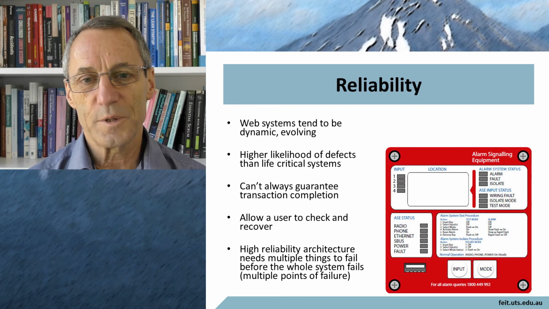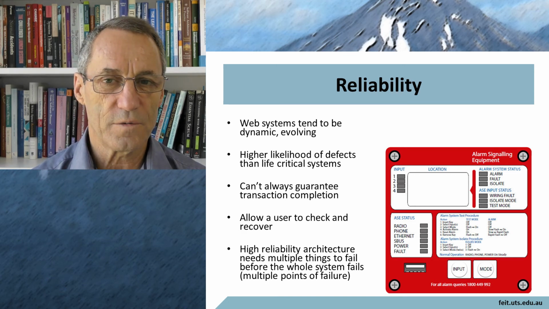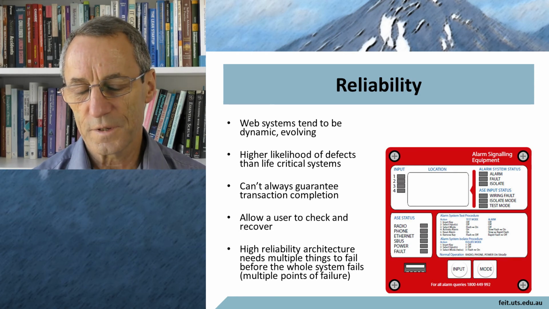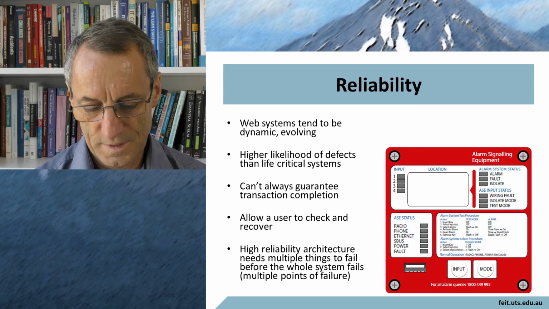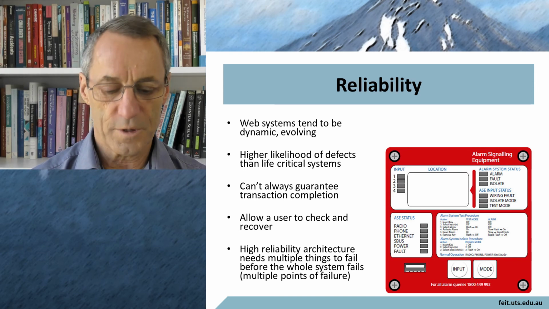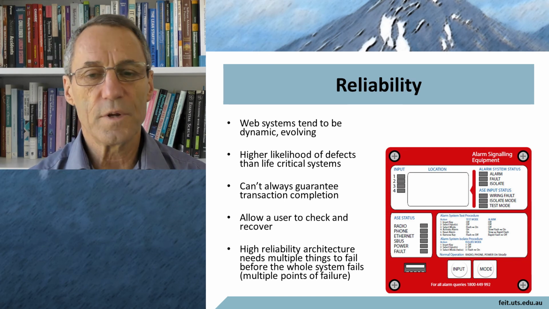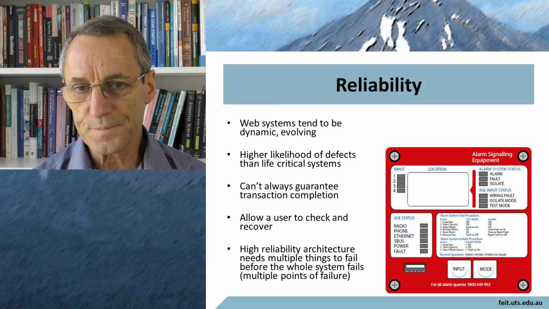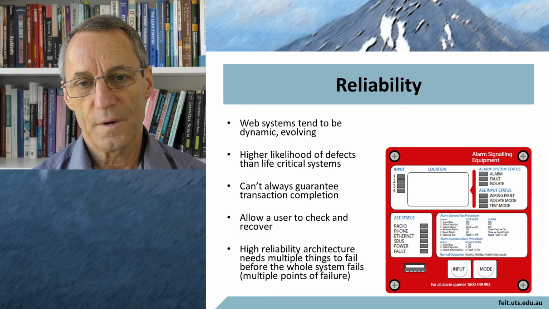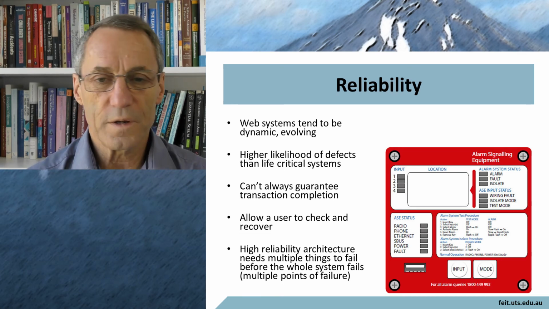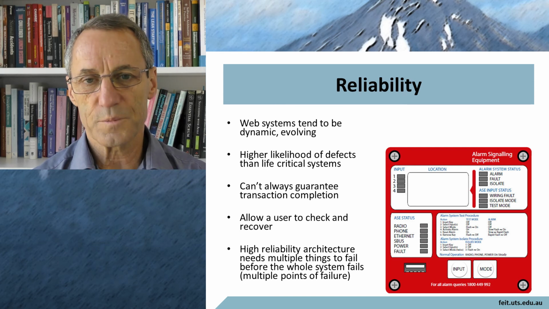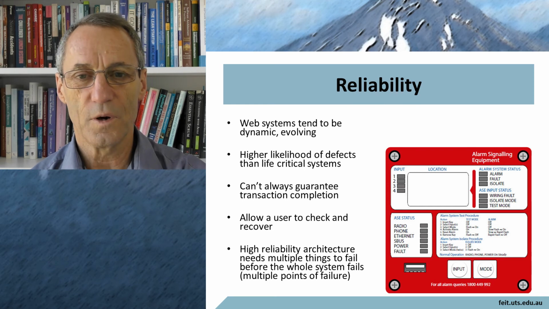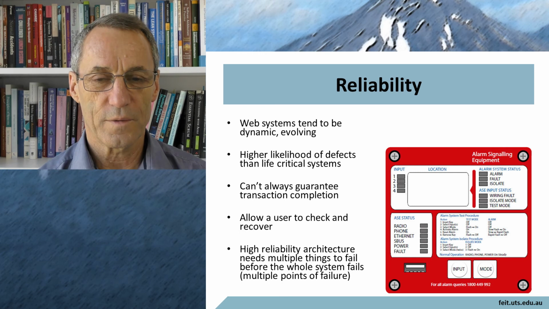Now, reliability. Reliability can be a problem because the internet of itself has to be regarded as unreliable, particularly when you're getting around to mobile computing. You have no idea whether any one link or line or communication is going to drop out. So you have to design accordingly. The web systems also tend to be evolving and dynamic. There is a higher likelihood of defects in the deployed application. So you have to design the system so that your application can actually deal with some failure somewhere around the place. So high reliability architecture does need multiple things to go wrong before the whole system itself comes down. The whole idea there is if something goes wrong, you should be able to stop that and that alone and carry on without that particular component.